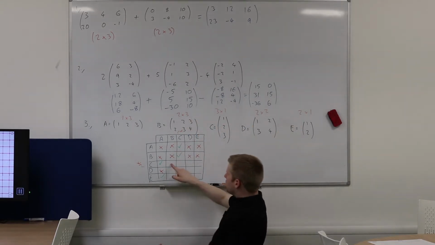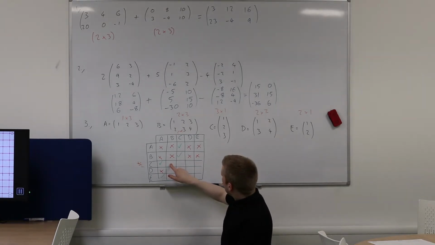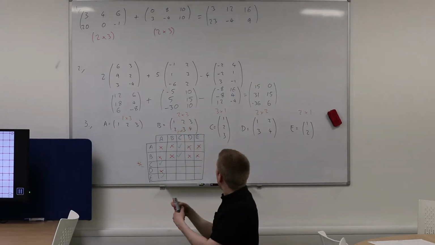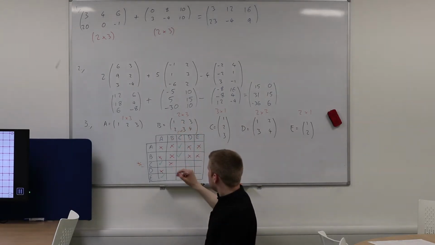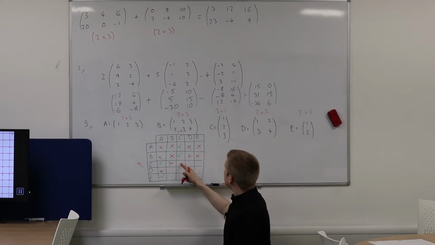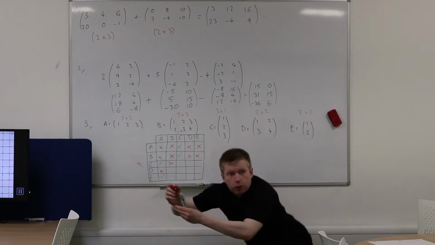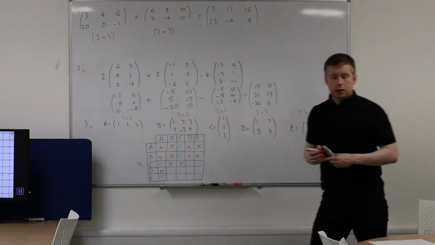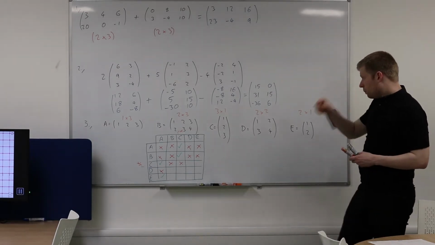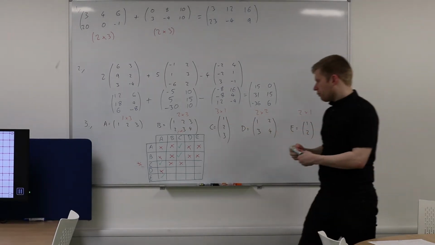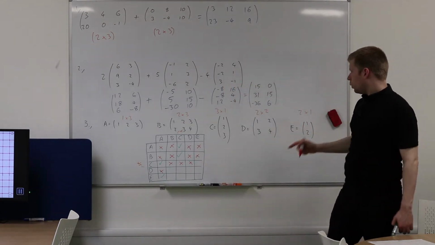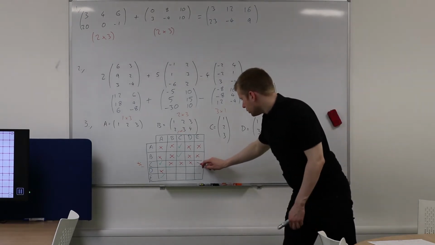Can we do C times B? No, because the number of columns does not match up with the number of rows. That's not possible. Can we do C times C? No, because the number of columns does not match up with the number of rows. Okay, so C times C is not possible. Can we do C times D? No, because the number of columns does not match up with the number of rows. What about C times E? No, because columns does not match up with rows.